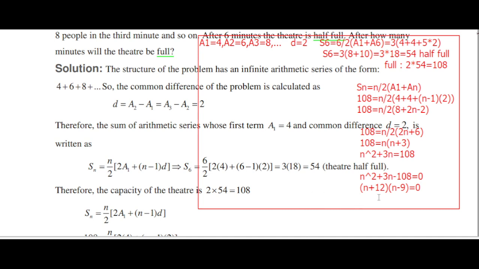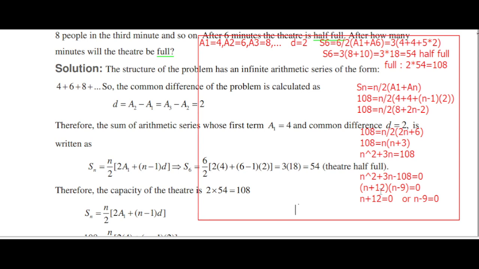So using the product rule, n plus 12 is equal to 0, or n minus 9 is equal to 0. From this one, n is equal to minus 12, or from this one, n is equal to positive 9. n is equal to 9. But n cannot be negative, so the value of n will be 9.